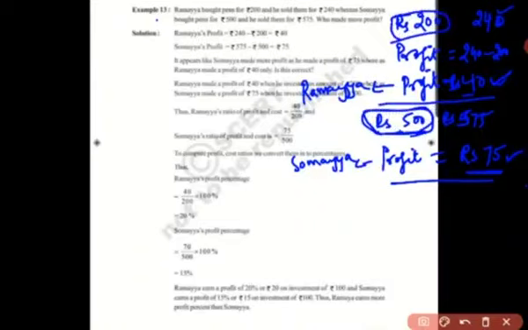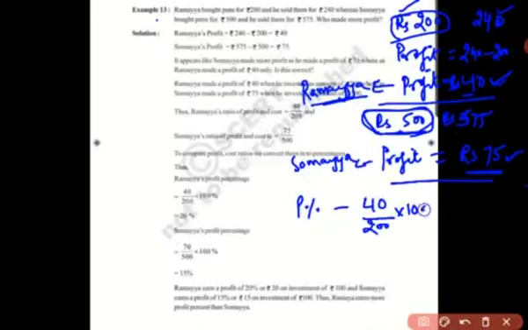If you want to compare the profit and see who has gained more, what you do is get the profit percentage of Ramaya first. So profit percentage of Ramaya will be how much? 40. And what is my cost price? It is 200. He has invested 200 rupees. So 40 by 200 into 100. If I do this, 2 1s are 2, 2 2s are 4, 20%. Okay, so Ramaya's profit percentage is 20%. This is for Ramaya.